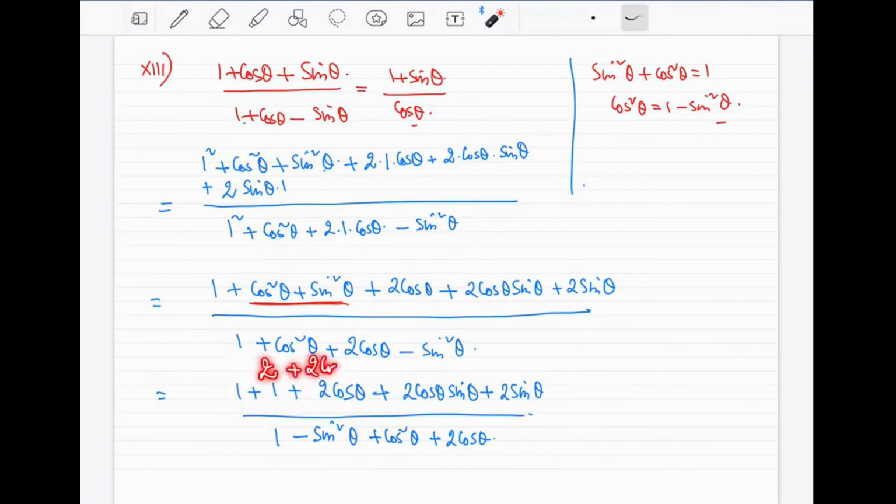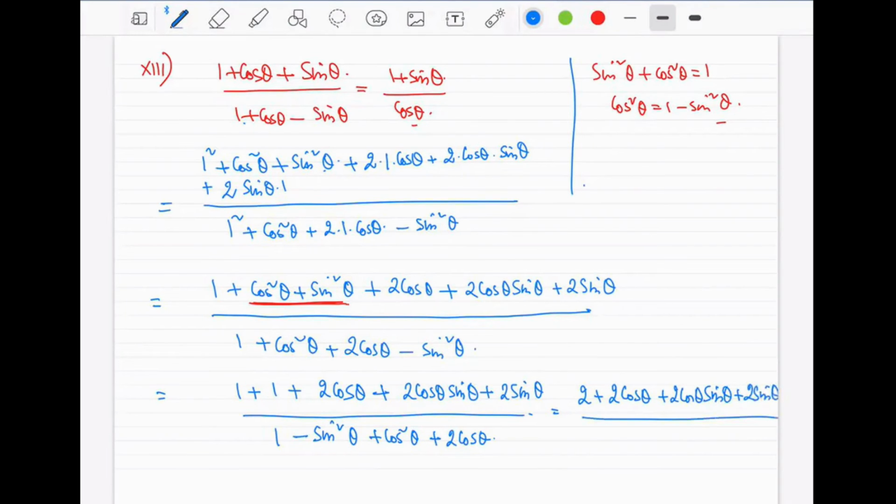And here we have 2 cos theta. What can be taken as common factor then? 2 can be taken as common factor, right? So if I take out 2 as common factor, there will be 1 plus cos theta. Let's write it later on. 1 plus 1 is 2. 2 plus 2 cos theta plus 2 cos theta sine theta plus 2 sine theta.